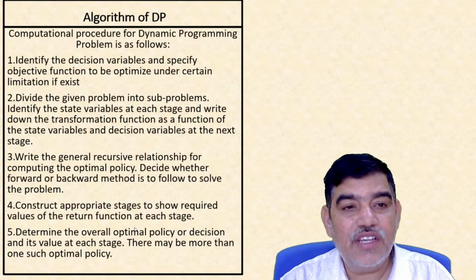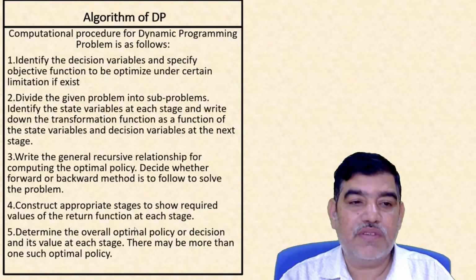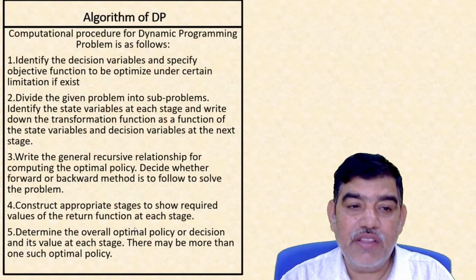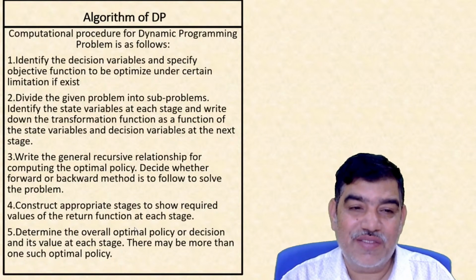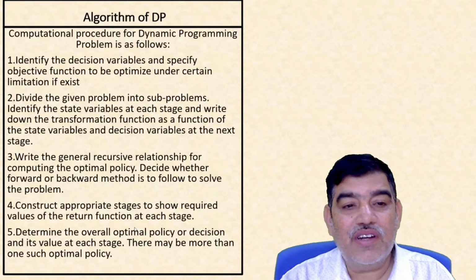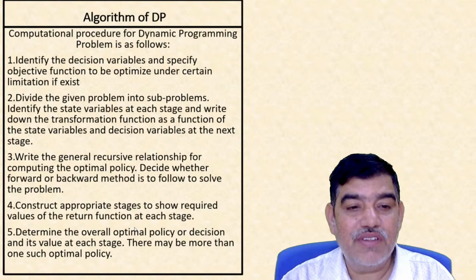Then the second step is to divide the given problem into sub-problems. Divide the given problem into sub-problems. That is the main important characteristic of dynamic programming. Remember, identify the state variables at each stage. State variable means the status of each stage, and write down the transformation function as a function of the state variables and the decision variables at the next stage.